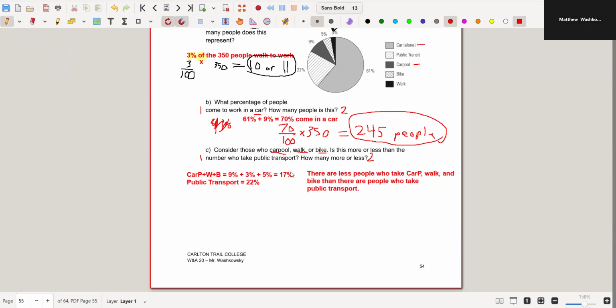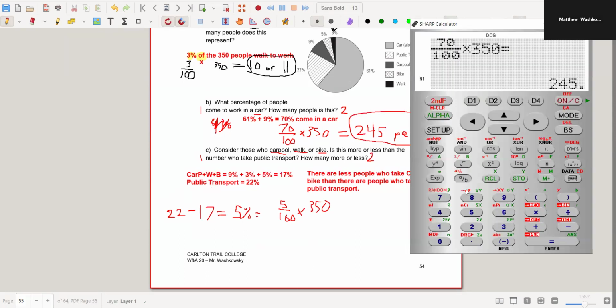There are two ways I could do this. I could convert 17% into the amount of people, and convert 22% into the amount of people. Or I could just use the fact that it's only 5%. So there are 5% more people. So why don't I just calculate what 5% of 350 is? 5 over 100 times 350 is 17 and a half. That doesn't work that well here, so I'm going to try the other way just in case.